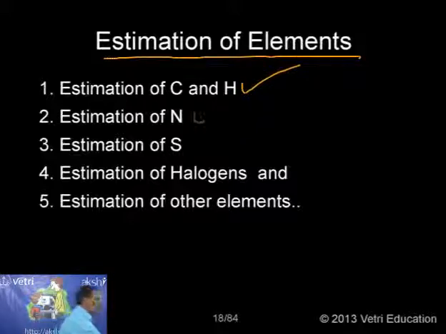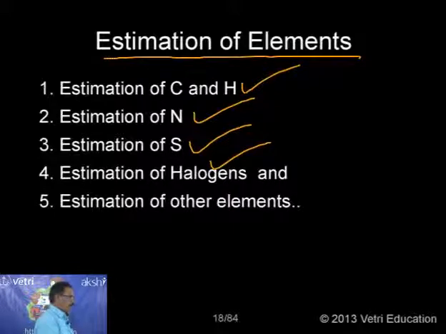Number 2, estimation of nitrogen. Number 3, estimation of sulfur. Number 4, estimation of halogens. And number 5, estimation of other elements like phosphorus, oxygen, etc. So let me go one by one.